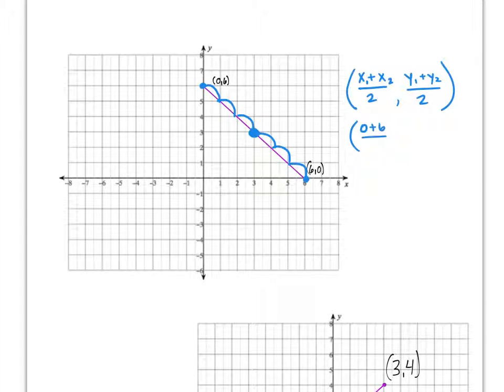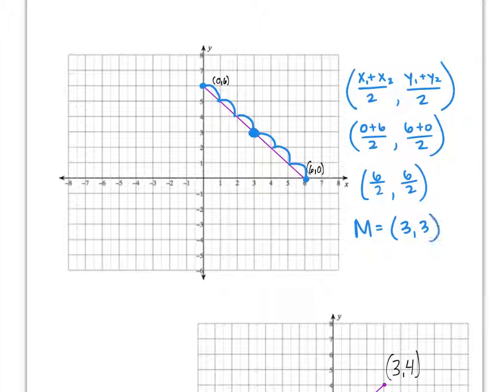0 plus 6 divided by 2, and then 6 plus 0 divided by 2, and again, with addition the order doesn't matter. So I have 6 over 2, comma 6 over 2, which means the midpoint, we can use a capital M for that, is 3, comma 3, and again, if you look, that is the point that we got in the middle.